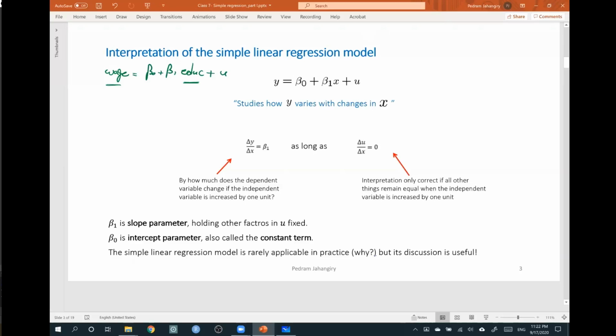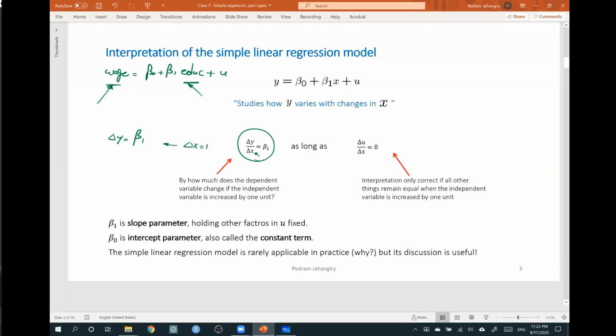I have to read it like this. If education increases or decreases by 1 unit, what will happen to wage? If you're talking about male versus female, what will happen to wage? If you're talking about different years of experience, what will happen to wage, right? So that's the causality. And mathematically, we can write it like this. If x changes by 1 unit, so what is delta x? Delta x is equal to 1. Then what is delta y? It's going to be equal to beta 1, right?